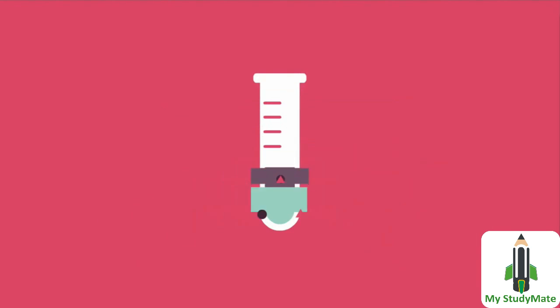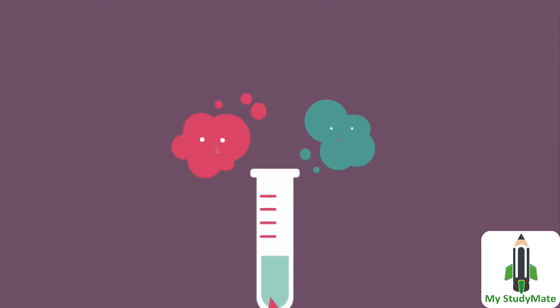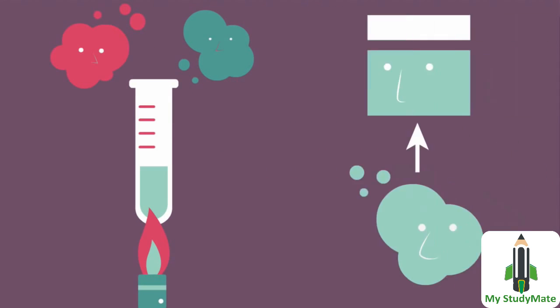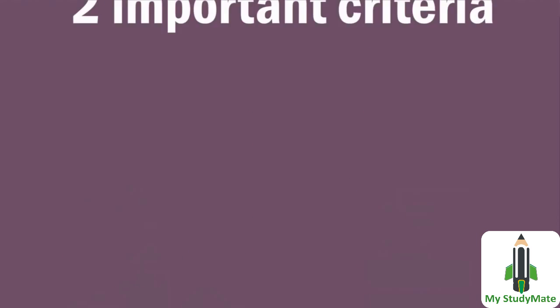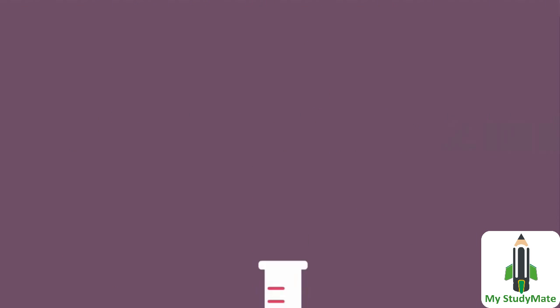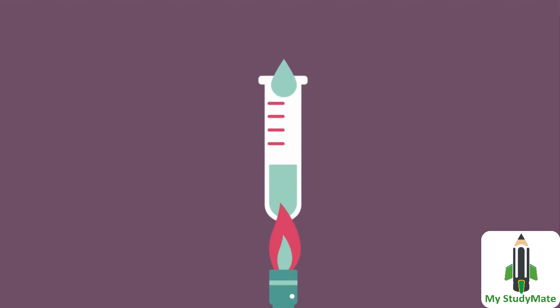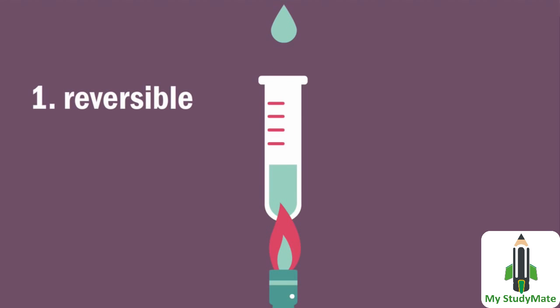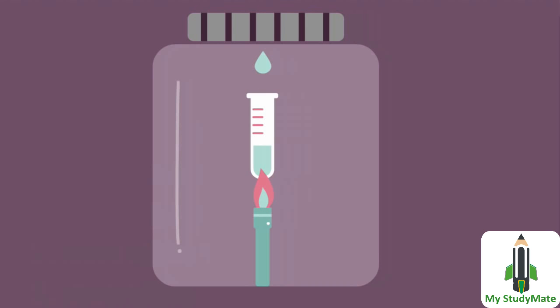For a chemical system such as a reaction or phase change to be at equilibrium, it must meet two important criteria. First, it must be a reversible process. Second, it must be taking place in a closed system. A closed system is one where there is no exchange of matter, only exchange of energy.